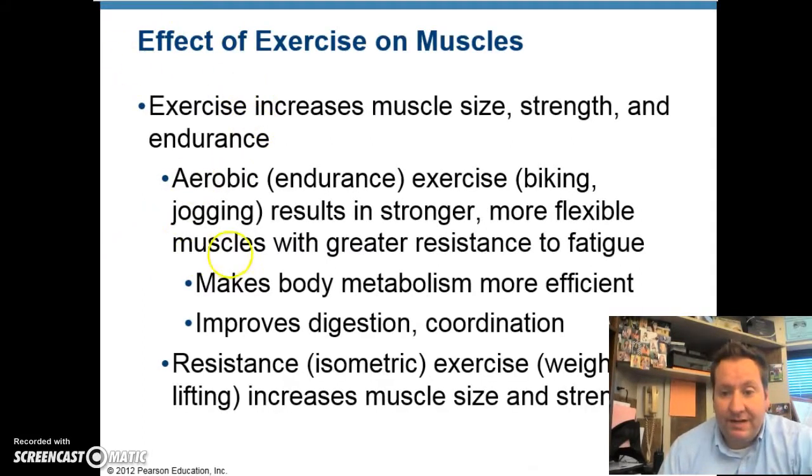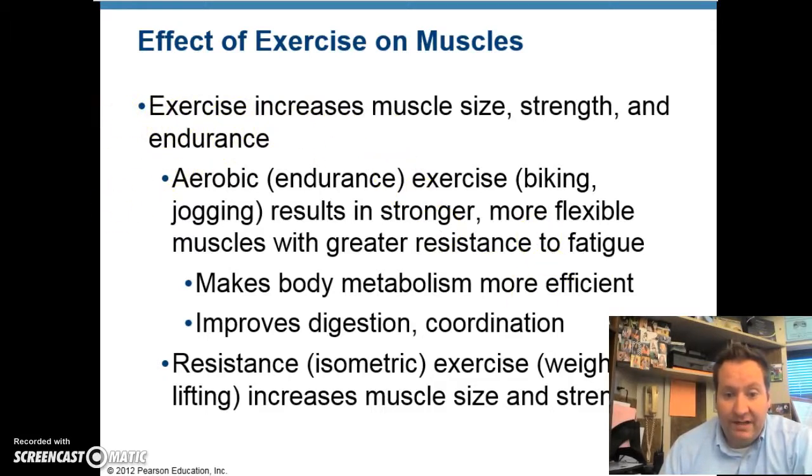Exercise, 2 types of exercise. You have aerobic exercise, and with aerobic exercise, you're going to increase the endurance of the muscle. So a muscle can become a lot more resistant to fatigue. It's going to make your metabolism a lot more efficient. It's going to improve your digestion, your coordination, those different types of things. It's going to make your muscles stronger as well, and more flexible as well. But that's your aerobic exercise. This is like when you're running long distances, things like that. That is going to work on your aerobic fitness.